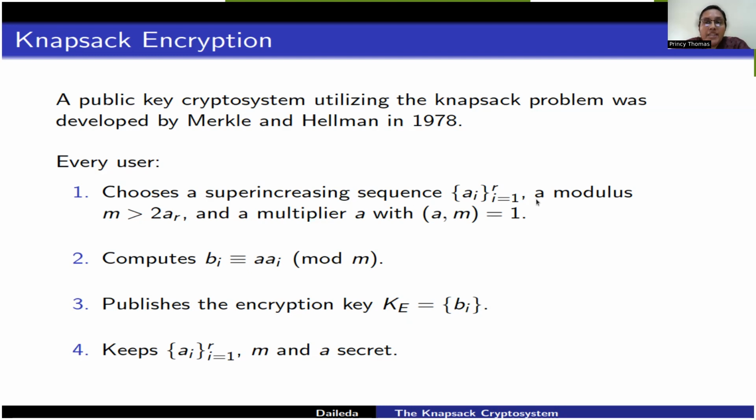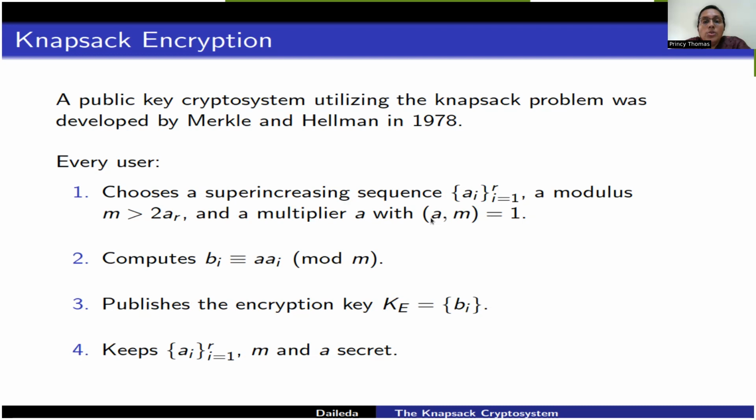Okay. A modulus M is chosen, which is greater than 2AR. The last number in the sequence is AR, and a value greater than 2 into AR must be chosen for M. And another value A is chosen, the multiplier A, with gcd of A comma M equal to 1.